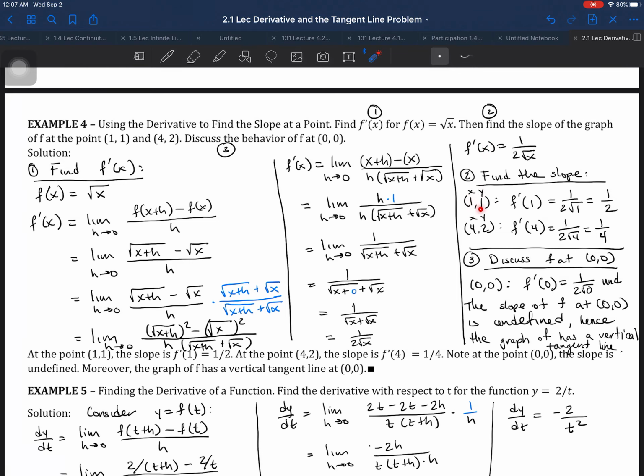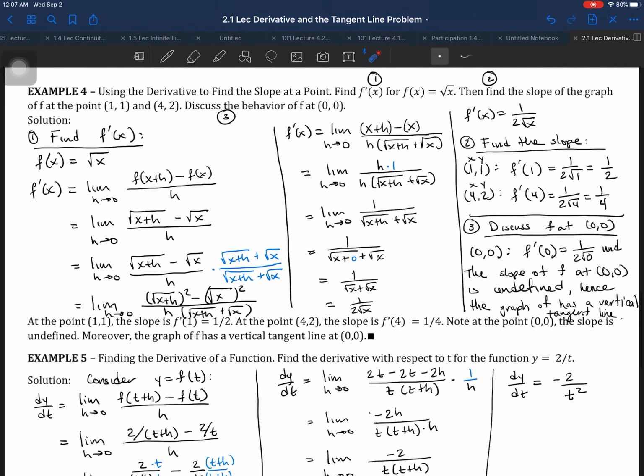So all you have to do is find what x is at that point and plug it in. So at the point (1, 1), the x value is 1. So I'm going to replace x with 1. So I end up having 1 over 2 times the square root of 1. The square root of 1 is 1. So I'm left with 1 over 2. For the next point, the x value is 4. So I replace that in here. And now we have f prime of 4 is equal to 1 over 2 times the square root of 4. The square root of 4 is 2. So 2 times 2 is 4. So 1 over 4.